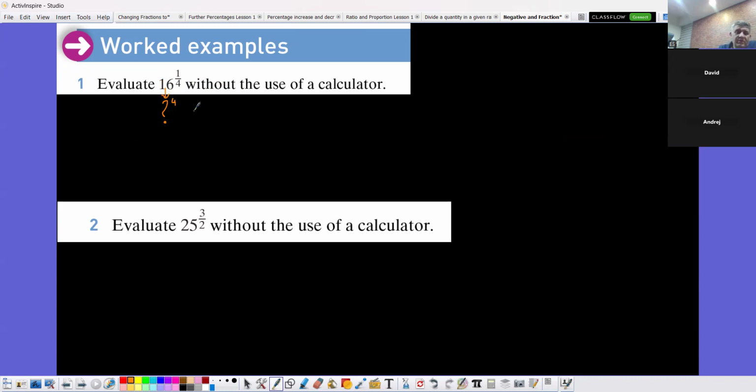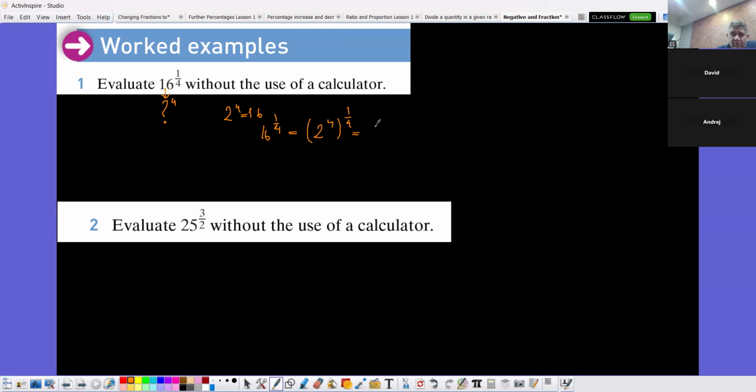And first I'm checking that one. Which number to the power of 4 should be 16? Then I understood that 2 to the power of 4 is equal to 16, which means 16 to the power of 1 over 4 is going to be equal to 2 to the power of 4 to the power of 1 over 4, because 16 is equal to 2 to the power of 4.